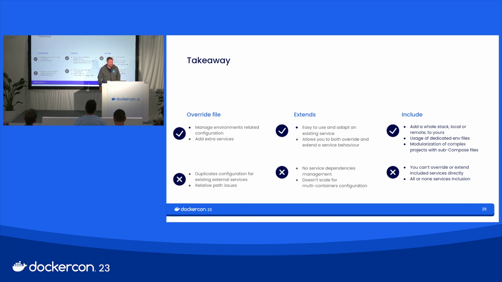So the takeaways are mostly: if you want to manage an environment configuration or add extra services when you are developing, definitely you can use override file. That's the right tool to do that. It's pretty easy. Compose will manage it for you. You just have to do a Docker Compose up, and Compose will see that override file and use it. But it's not the right solution if you want to use external existing services, because you will have to duplicate it and so on. And you may have also the relative path issue.